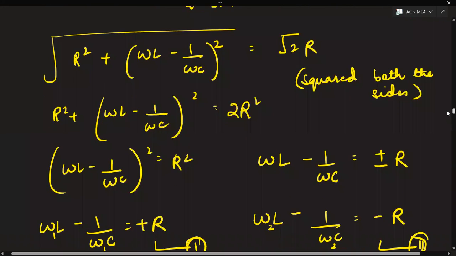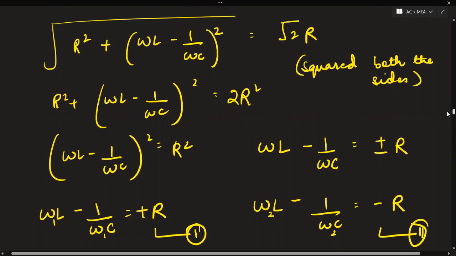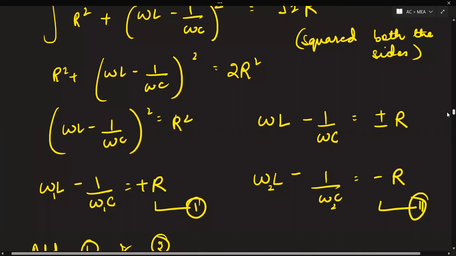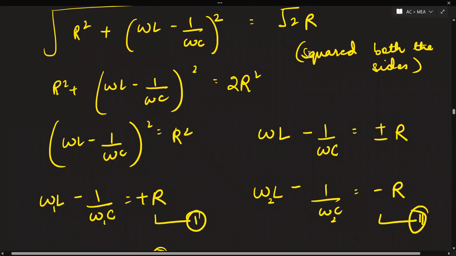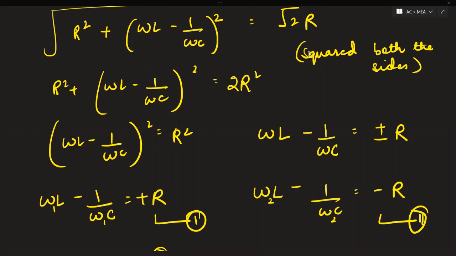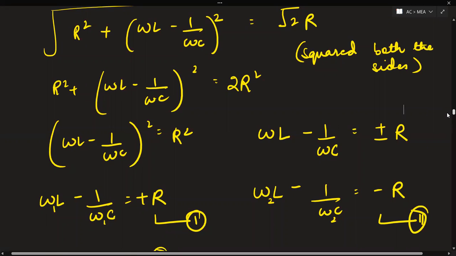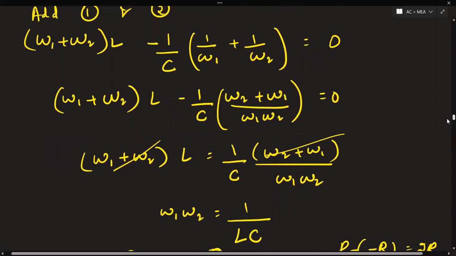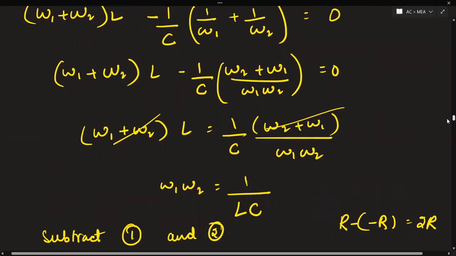Z was equal to what? Impedance was equal to root 2R. And if you put the value of impedance, you got one of the equations as omega 1 L minus 1 by omega 1 C equals plus R, and omega 2 L minus 1 by omega 2 C as minus R. These two equations. First, tell me, class, till these two equations, do you have any doubt? Clear? No doubt. All right. So if this is clear, if you add these two equations, you get the value of omega 1 into omega 2 as 1 by LC.